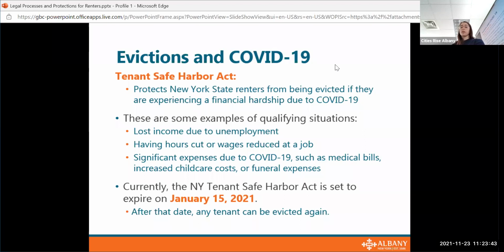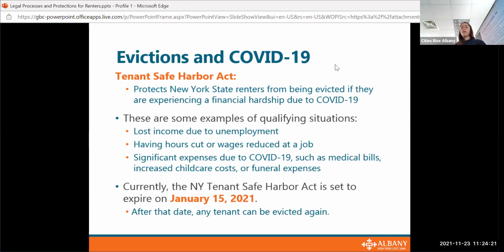Some examples of a financial hardship that would qualify someone for these protections would include being on unemployment. A lot of people, of course, lost their jobs or lost income. Maybe they lost hours or had their wages reduced. Some other examples of qualifying situations could be increased expenses. Some families perhaps didn't have access to childcare during the pandemic, and then had increased costs of having children home more often, for example. Other families may have had medical bills or funeral expenses. Essentially anything like that that was caused by COVID and caused a financial hardship would qualify someone for these eviction protections.